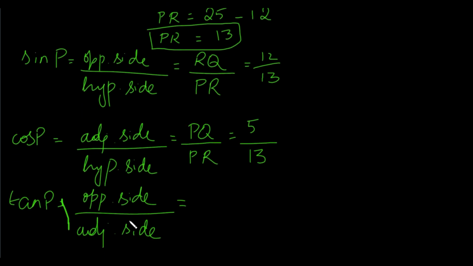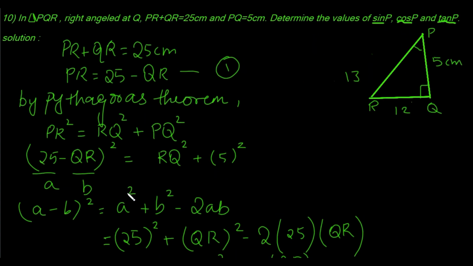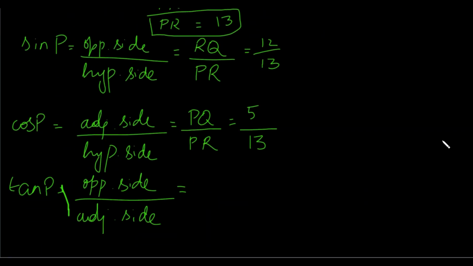So for tan P, it's going to be opposite side divided by the adjacent side. So the opposite side for the angle P is RQ and the adjacent side is PQ. So let's write it. RQ divided by the adjacent side, that is going to be PQ. So that is going to equal RQ, as we know, is equal to 12, and PQ value is 5. So let's write it. So here we complete the sum.